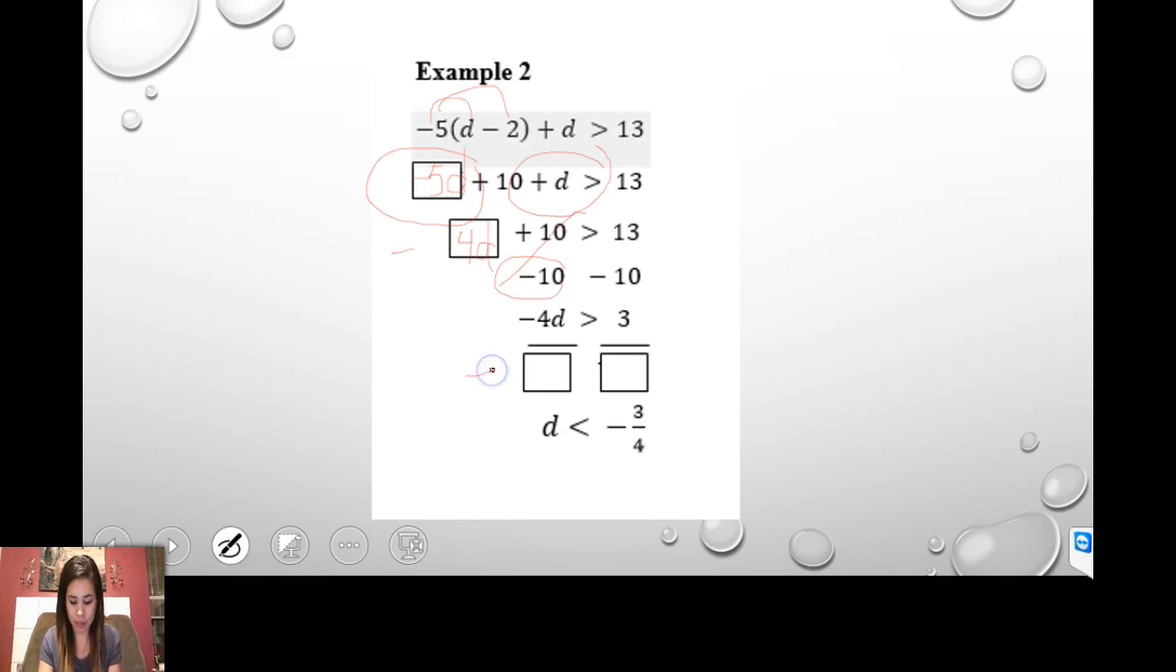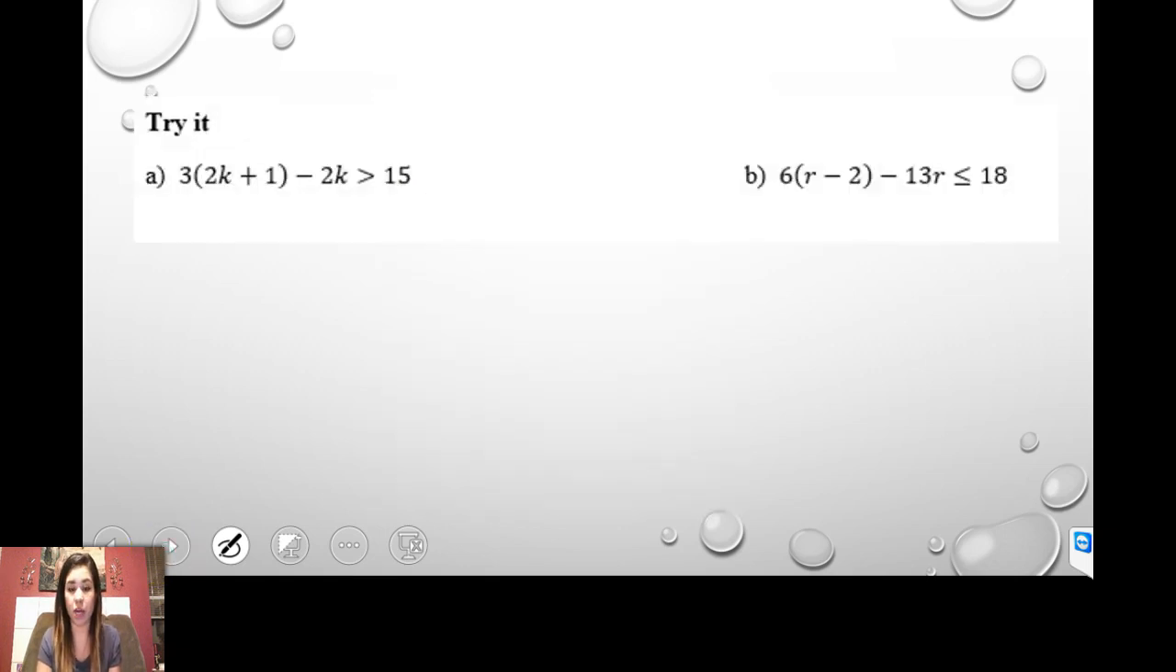My last step is going to be to divide by negative 4. Remember, we've learned that if you divide or multiply by a negative, the sign changes. So that's what they did here. They moved my sign to now be facing the opposite way. And 3 over negative 4 is just negative 3/4. So here is my final answer. Go ahead and do the try it, pause me, and see if you can get the right answer.